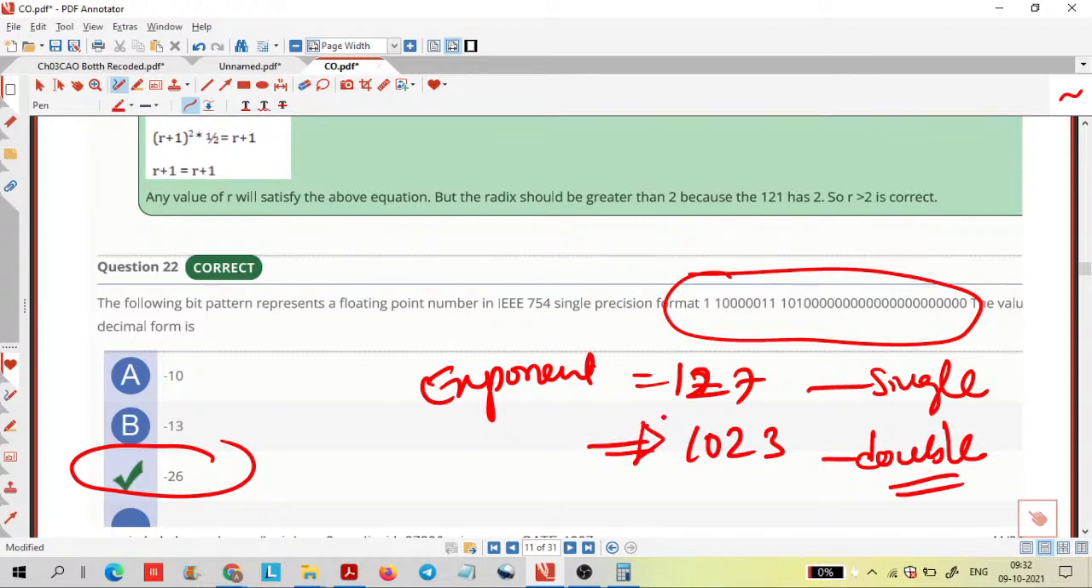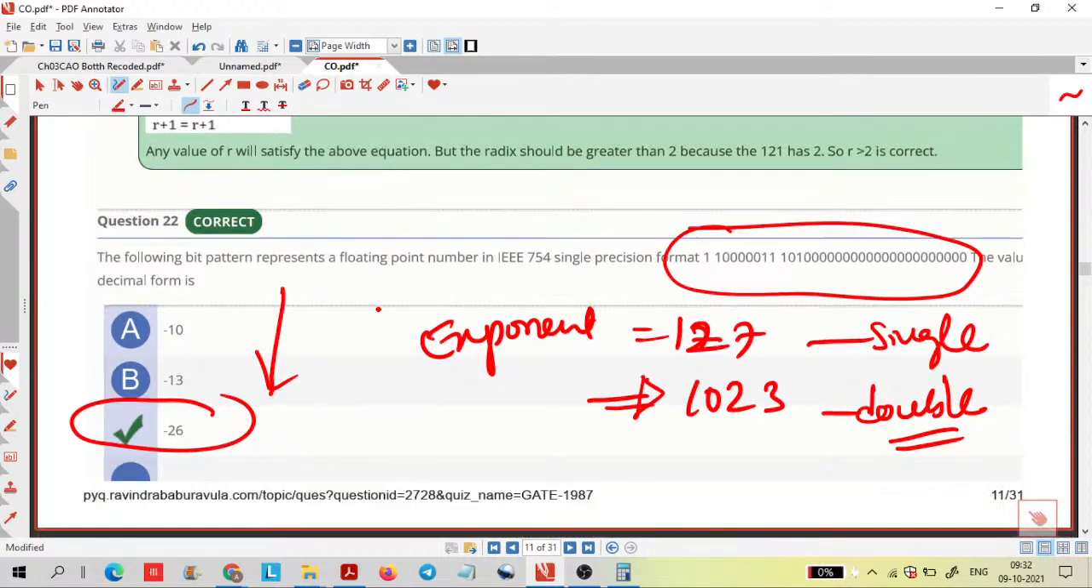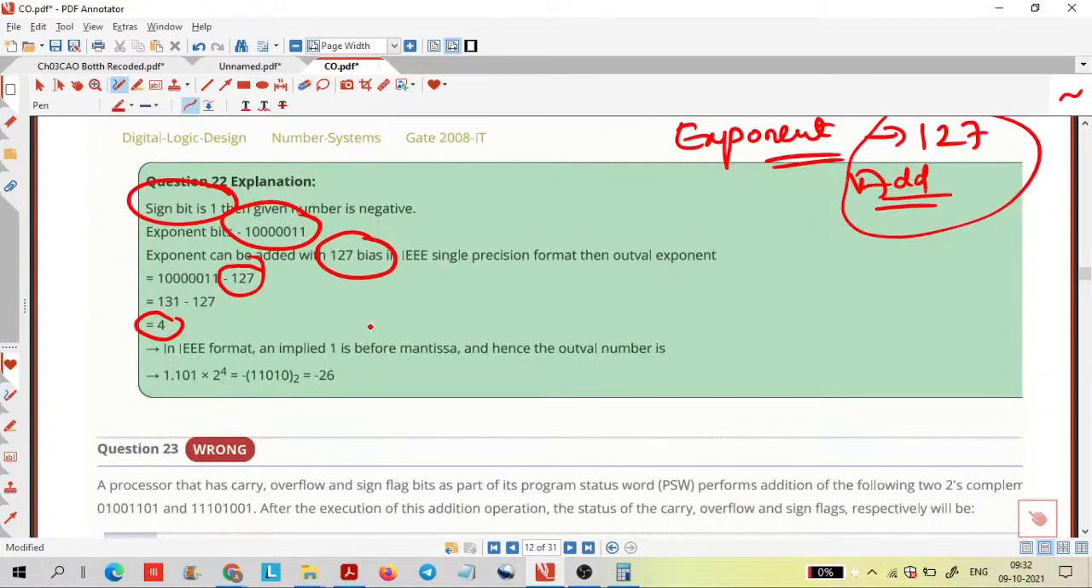Here, what do we do? We have to subtract. In this reverse process, you are subtracting to get that exponent value. To get this exponent value, we are subtracting the 127 biased value.